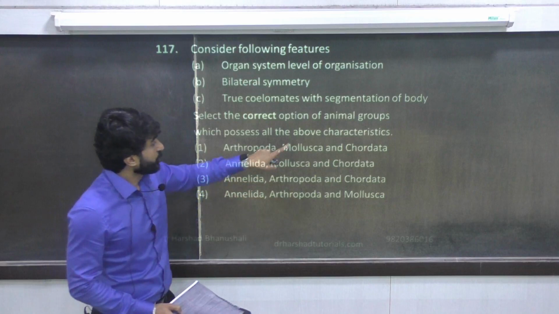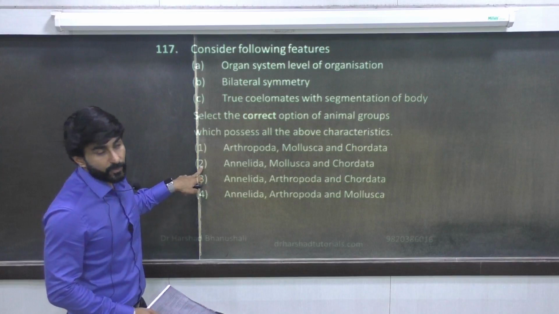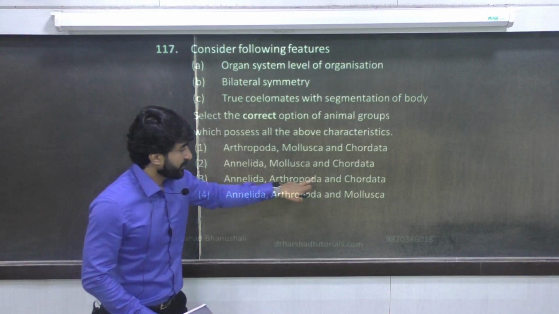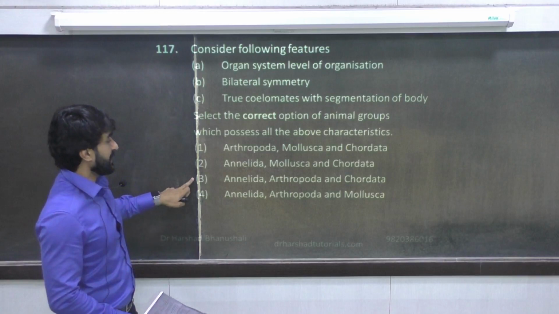I have ruled out option 1 because Mollusca is unsegmented. I have ruled out option 2 because Mollusca again here. I have ruled out option 4 because of Mollusca here again. So the option which comes here is option number 3, annelids, arthropods and chordates. These are the ones which have all these three statements. So for 117, our answer would be option number 3.